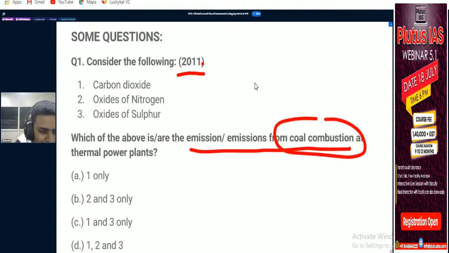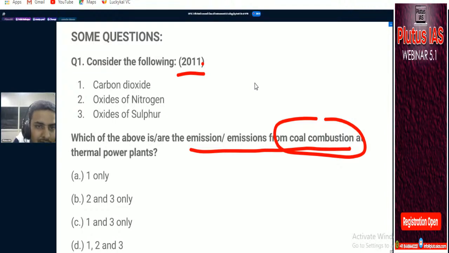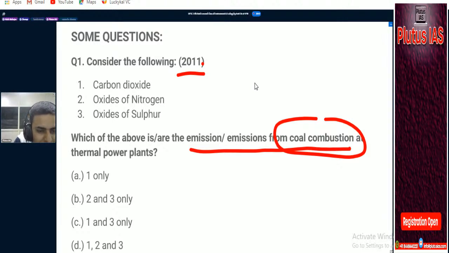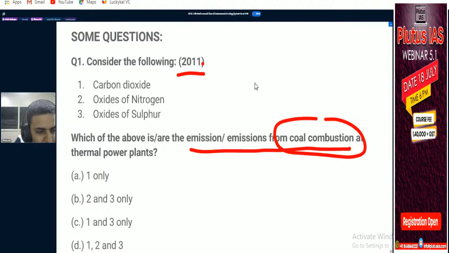Write your answers. Pooja, 21. Why, Pooja, have you written 21 there? Dishang, B, 2 and 3 only. Then Manju Paul, 1 only, carbon dioxide only. Aman, 1 and 3 only. Then Arpit, D, all 1, 2, 3. Pooja, 1 only. Aman Kumar Sharma, C. Lakshmi Prasanna, B. Kirti, C. Sakshi, all 3. Okay, Sakshi.